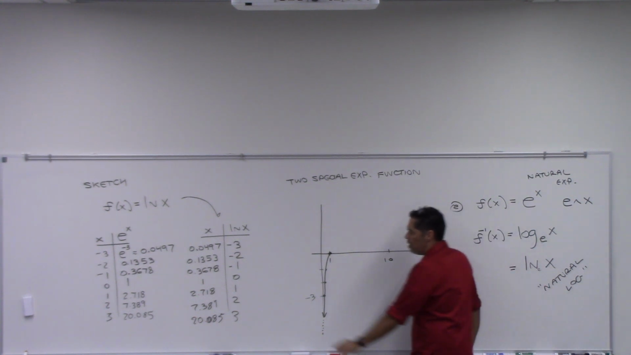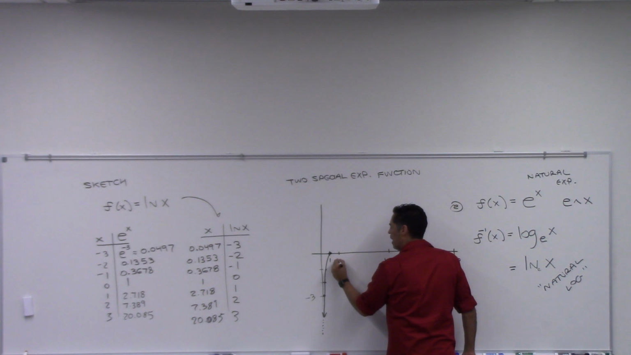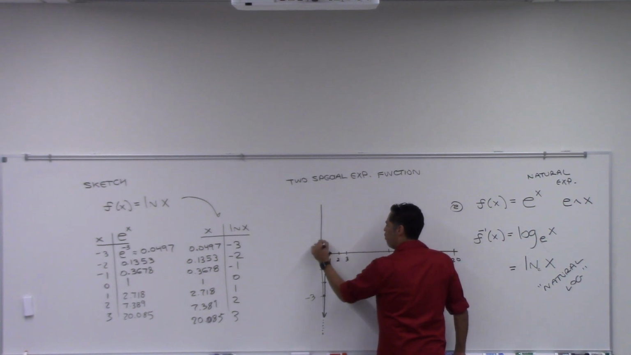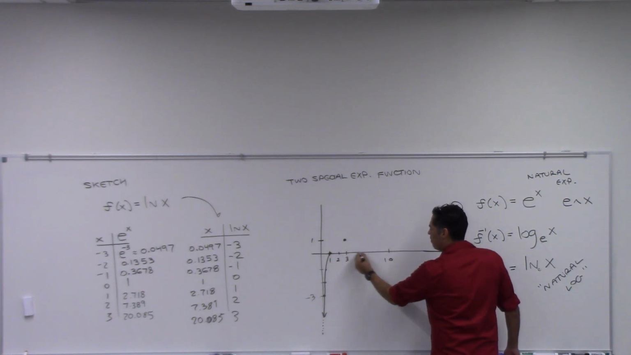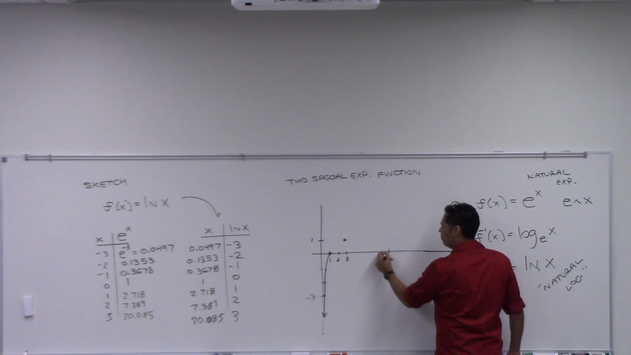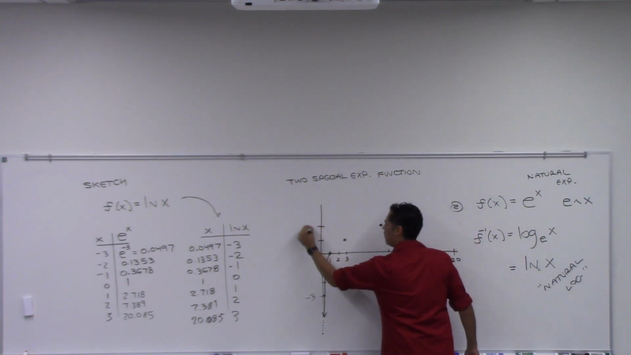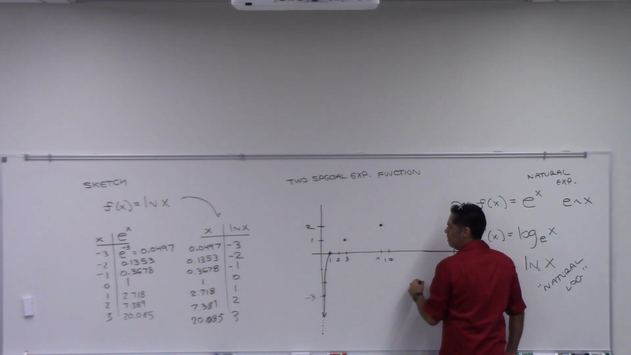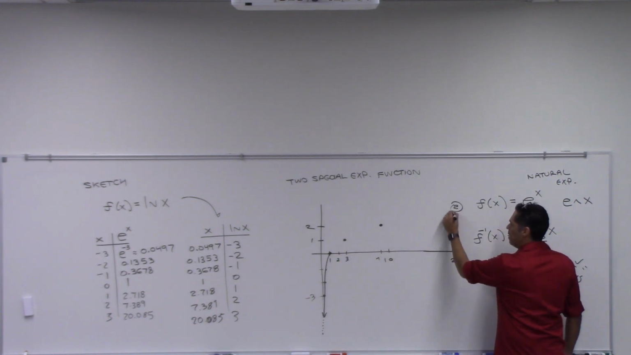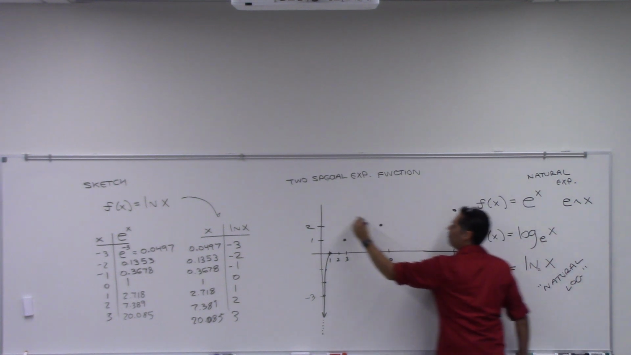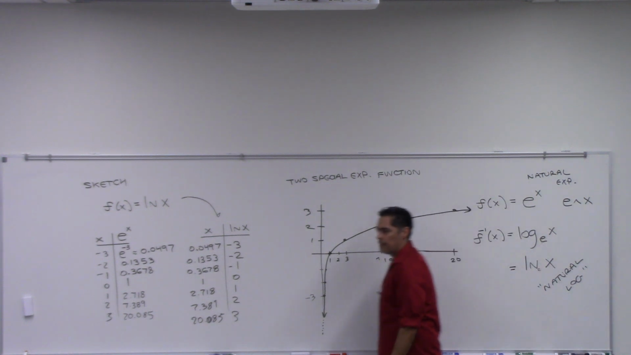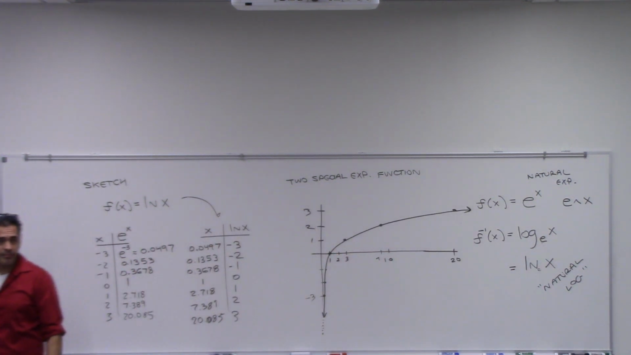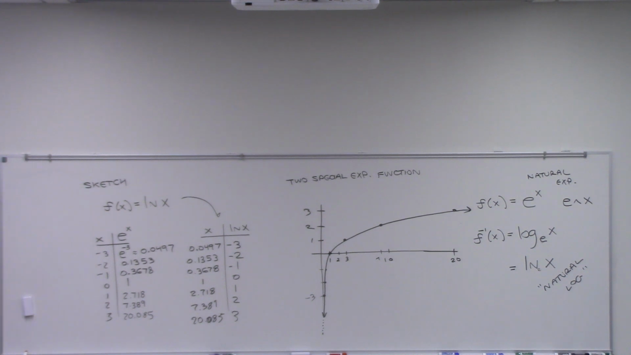And then 2.718. To the right, 2.718, here's 2, here's 3. I go up 1. At 7.3 something, I'm at 2. This is like 7 point something. And then at 20 point something, I'm up at 3. Okay, there it is. Y'all follow what I did there? Yeah.